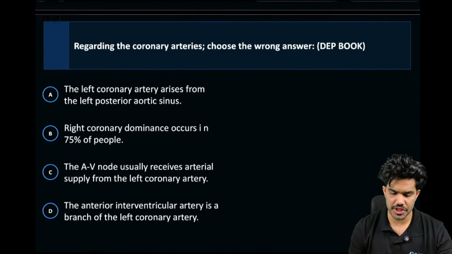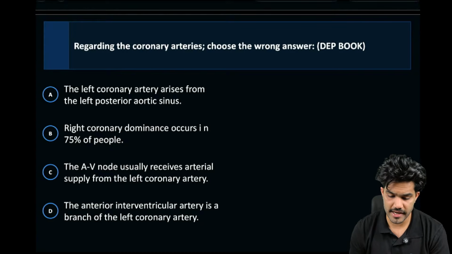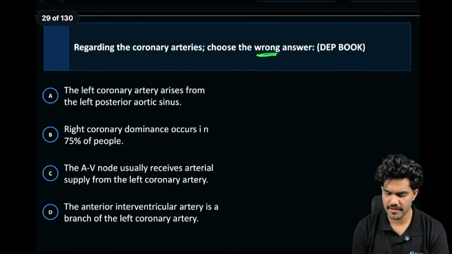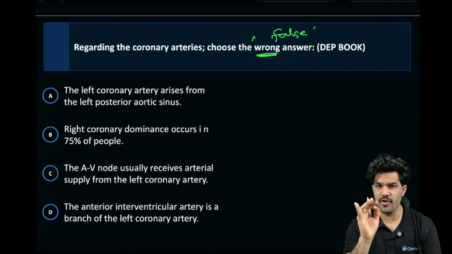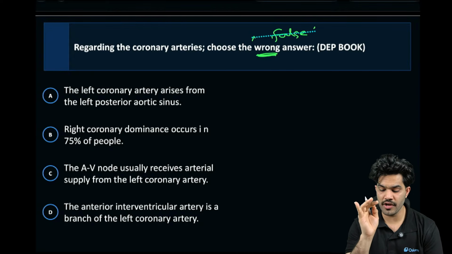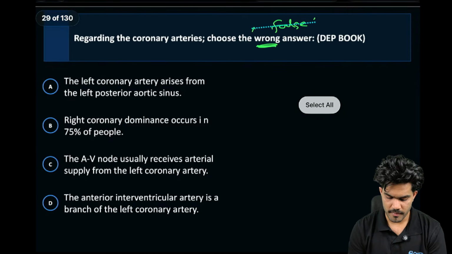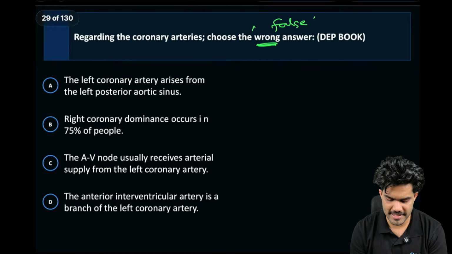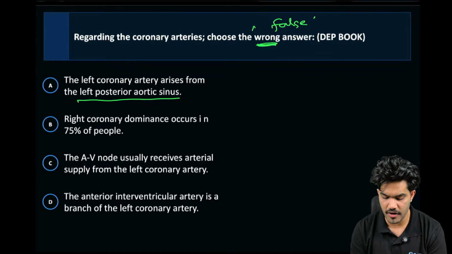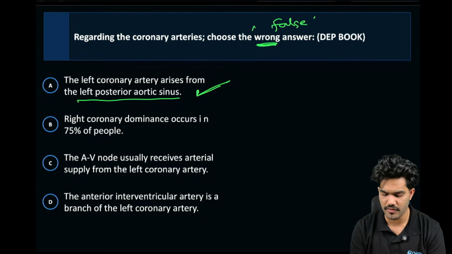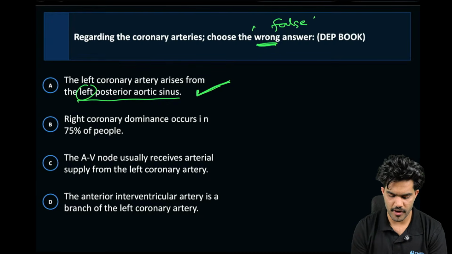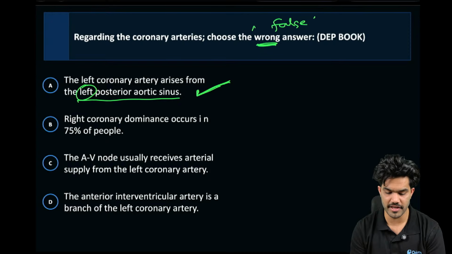Let's see the next question. Regarding coronary arteries, choose a wrong answer. See, false statement. Every time in exam, focus to read the question so that you don't miss it by mistake. You have to point out the false statement here. The left coronary artery arises from the left posterior aortic sinus. Yes, I have mentioned it now. It is formed from the left posterior aortic sinus.